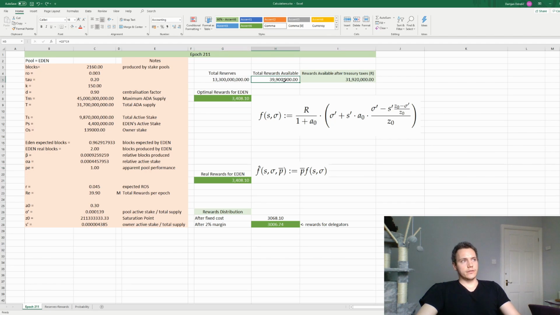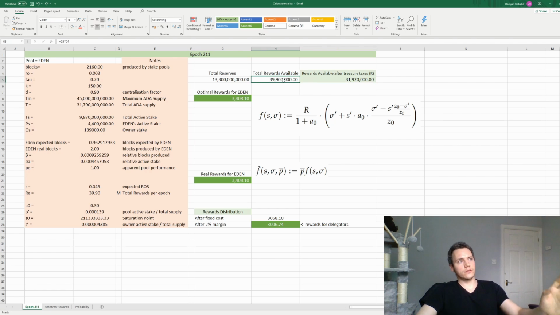Anyway, as I said, the rewards for this epoch are going to be 39.9 million. So those are the total rewards. Okay, they will be a little bit higher. If you remember, I mentioned the transaction fees. So I didn't add the transaction fees here because it's hard to know what the cumulative amount of transaction fees is going to be at the end of an epoch. But it's a small amount, so it wouldn't change the numbers very much.